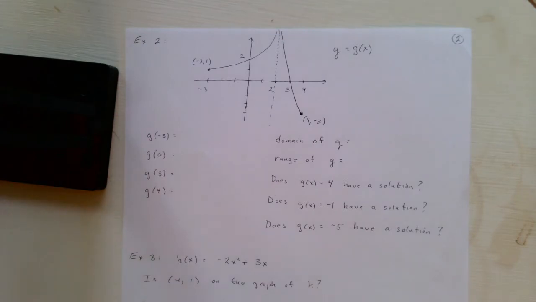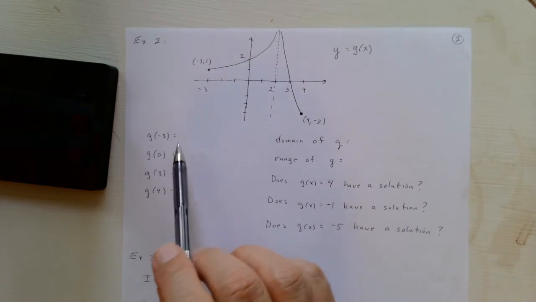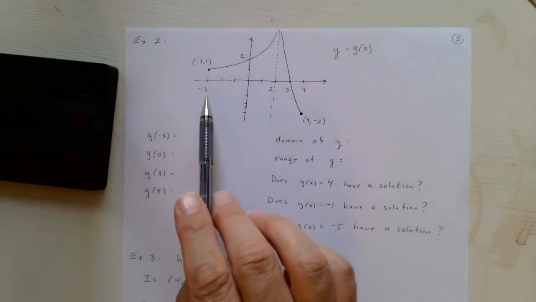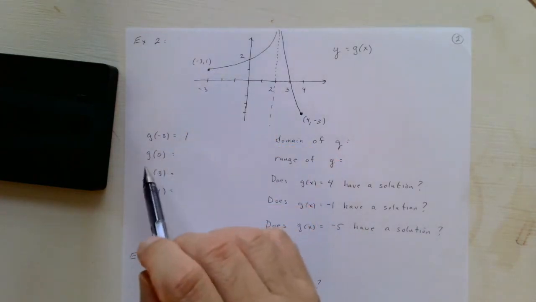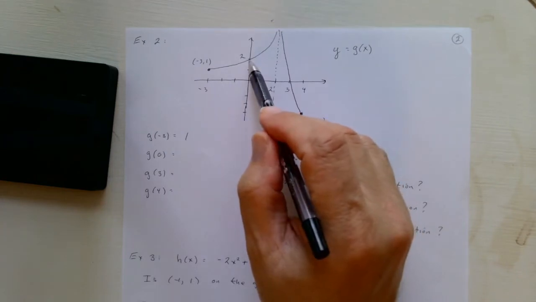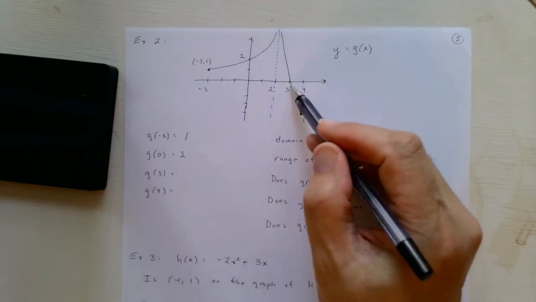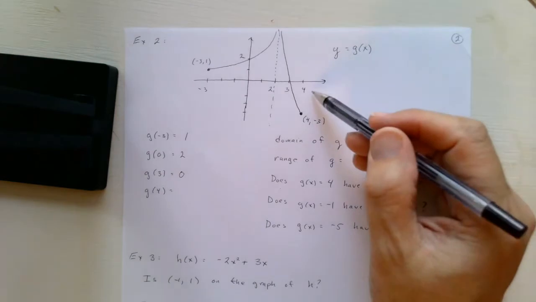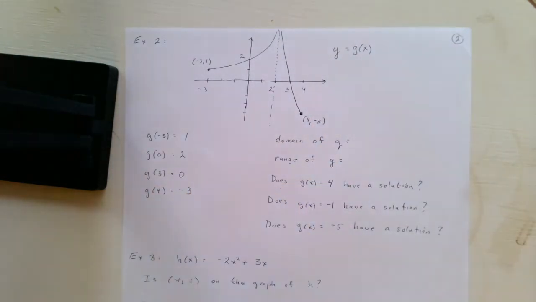Okay, so we can see in this case g of negative, we'll just look at the corresponding points where the x-coordinates are in the parentheses. So we see that -3 corresponds to 1. Okay, we can see g of 0, it's the y-coordinate. Again, that is 2. When the x-coordinate is 3, the y-coordinate is 0. When the x-coordinate is 4, the y-coordinate is -3. So we have that.